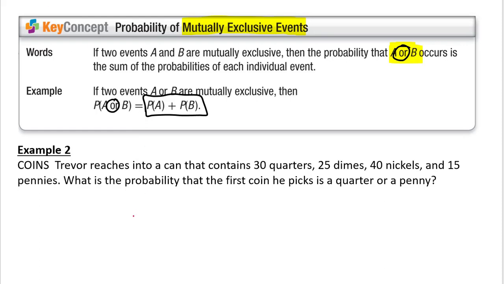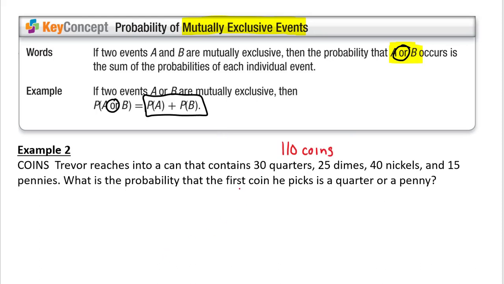So our example: Trevor reaches into a can that contains 30 quarters, 25 dimes, 40 nickels, and 15 pennies. So let's look at the total amount. If I add all those numbers together, and I'm going to do it quickly, I don't know why I don't trust my notes. I just did these problems. There's 110 coins.